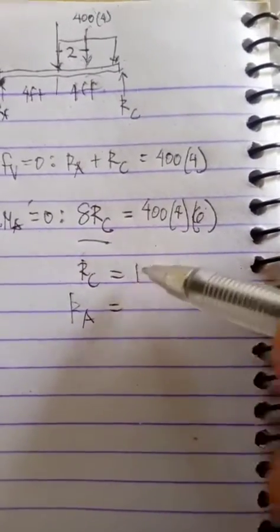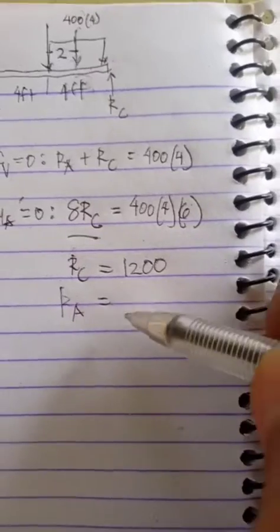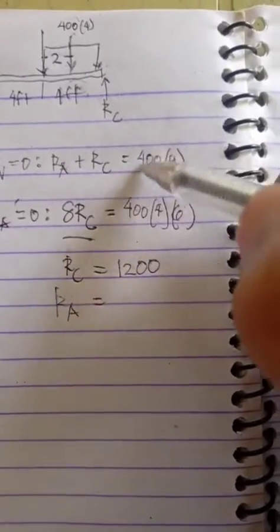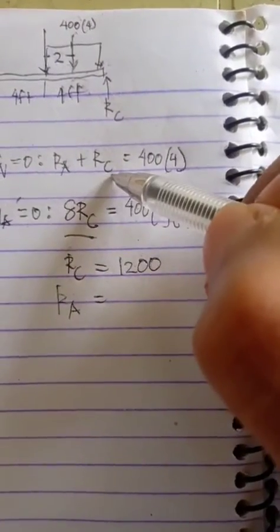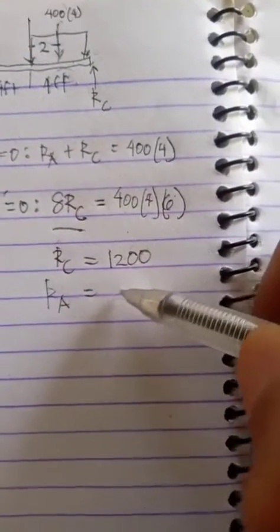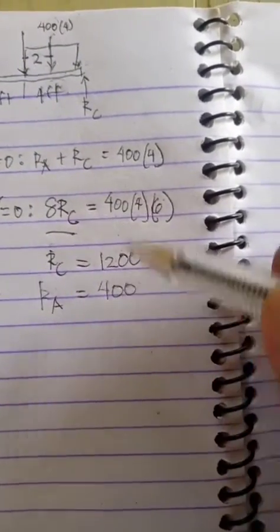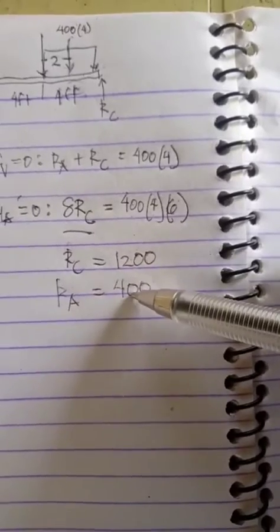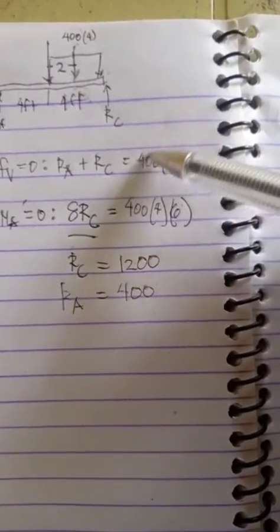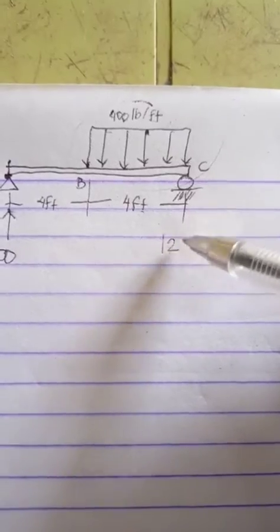So the value of RC is 1,200. And then for RA, it's just 400 times 4 minus RC, which is 1,200, and that would be equal to 400. So as you can see, 1,200 plus 400 is equal to 400 times 4, which is 1,600. So now we're done with the support reactions. So isulat na nato dire. This is RA, 400, and then RC, which is 1,200.